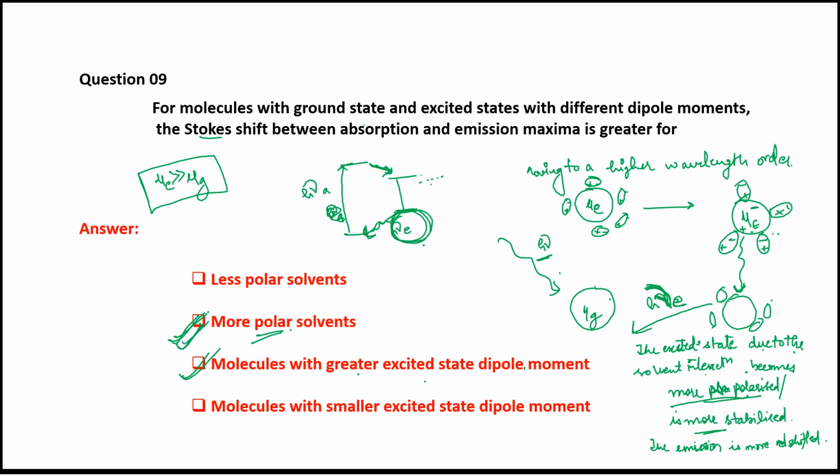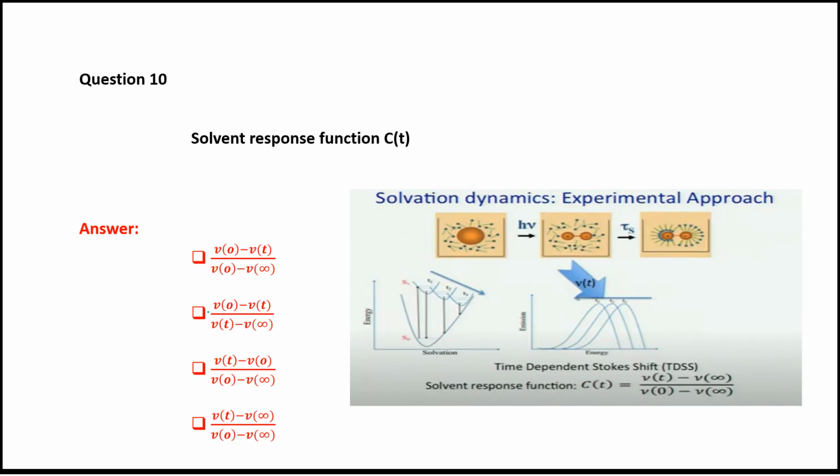Now we'll go to the next question, that is question number 10. Solvent response function. See here, we have drawn the same diagram. See, this is a dipole. With the negative end of the molecule dipole, our molecule, the positive part will get attached, while with the positive, the negative part, they form just a sphere.